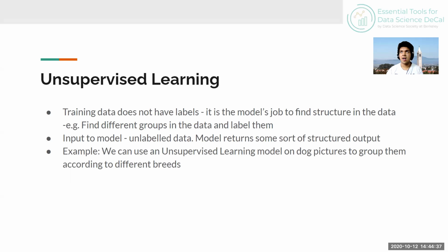An example of this would be feeding it billions of images, and it groups the images which have dogs together, and those that don't have dogs in a different group. Another example would be that we can feed it a ton of dog pictures, and then an unsupervised learning model can group these dog pictures according to different breeds.